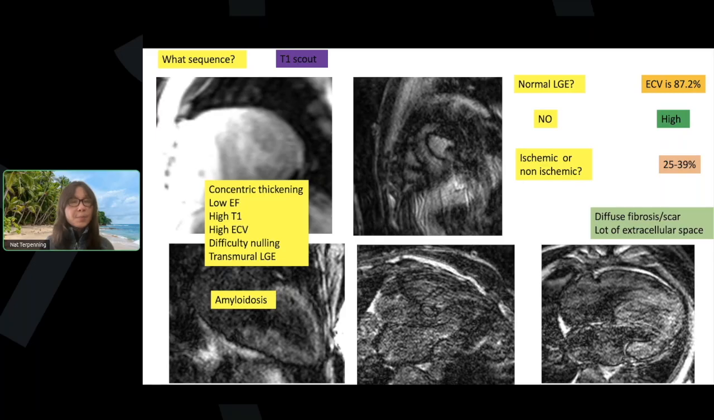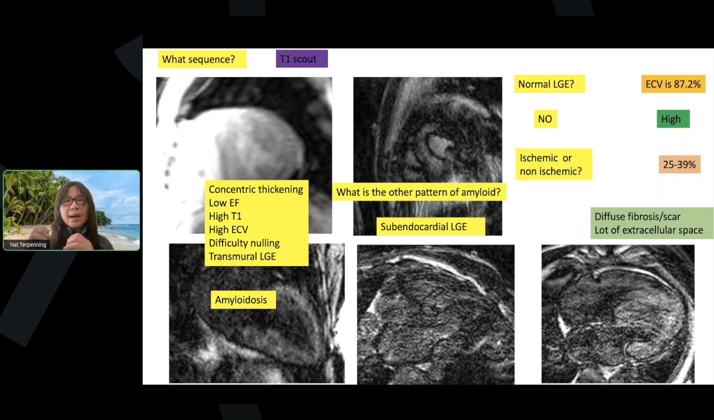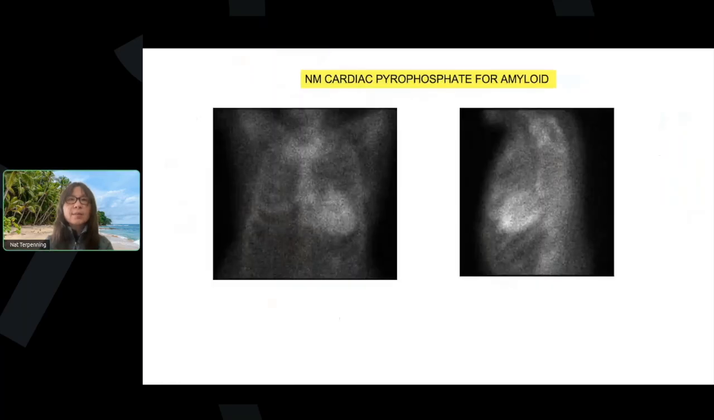Yeah, it may be in the board exam, I think, because it's really classic. And amyloid has another pattern. Who knows what another pattern of amyloid is? It's going to be subendocardial enhancement. So amyloid and ischemic heart have a similar pattern, but coronary artery distribution will belong to the ischemic heart, but not amyloid.